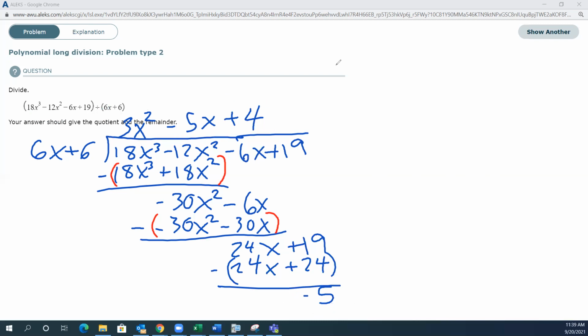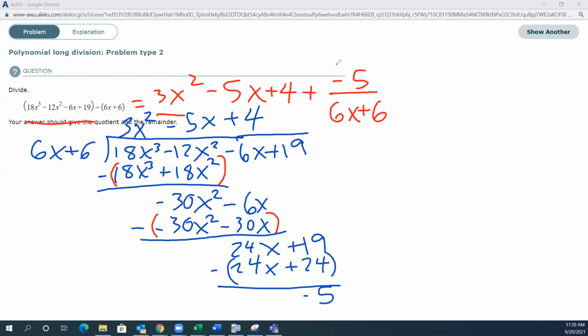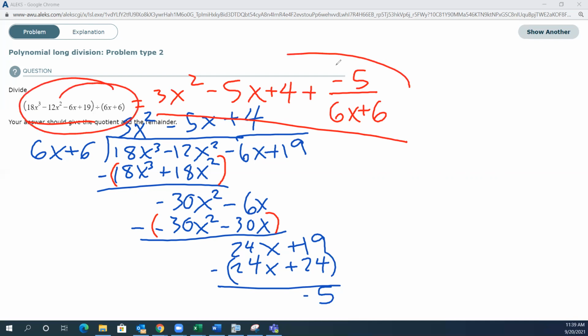Now, here's a really cool trick. This expression right here should be equivalent to your quotient plus your remainder divided by your divisor. If you did it correctly, this will equal this every time. So you can plug that into the calculator for y1, plug that in for y2, go to the table, and see if they match. If they don't, you've got an error, and it might be a tiny little error.